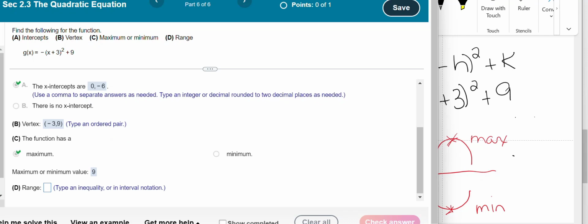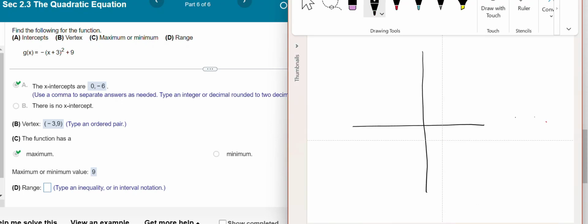The range. Oh my goodness. Well, we have to think about that for a moment. We know that our vertex is at (-3, 9). So -3, I'm going to say about here, and 9. Okay, so here's our vertex. We also know that our x-intercepts are at 0 and -6. So -6 is about here. If I draw this picture and make this a little bit darker, there we are. It's going to look something like this.